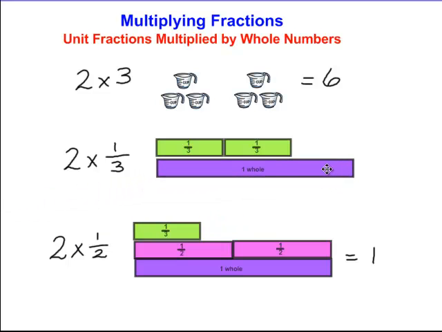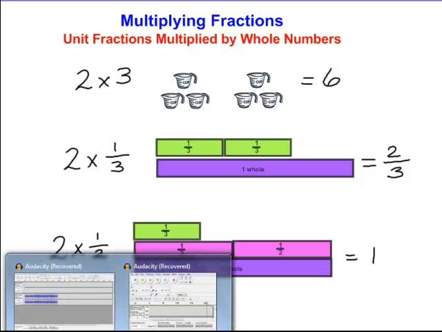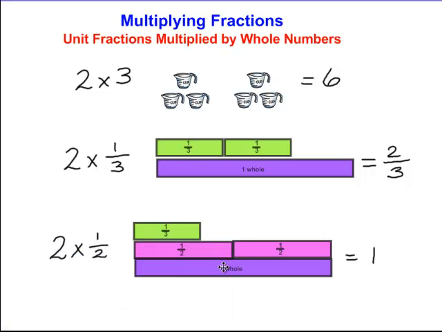Two groups of 1/3, or 2 times 1/3, is equal to 2/3, which we can demonstrate by placing the 1/3 objects next to each other. 2/3 are in fact smaller than one whole. Using our reasonableness test, 2/3 are smaller than one whole, which suggests that our answer is reasonable.